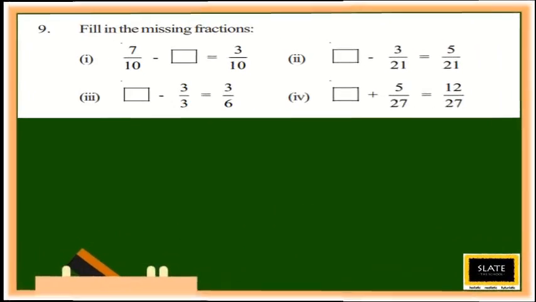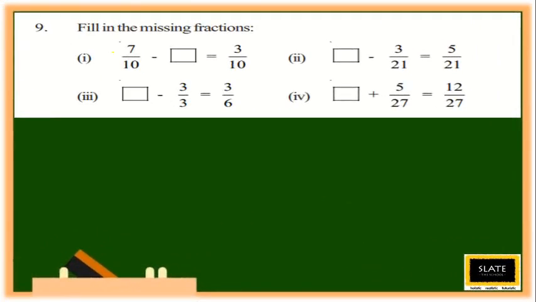Next, ninth one. Fill in the missing fractions. We need to fill these boxes. First one, 7 by 10 minus, fraction is missing, answer is 3 by 10.